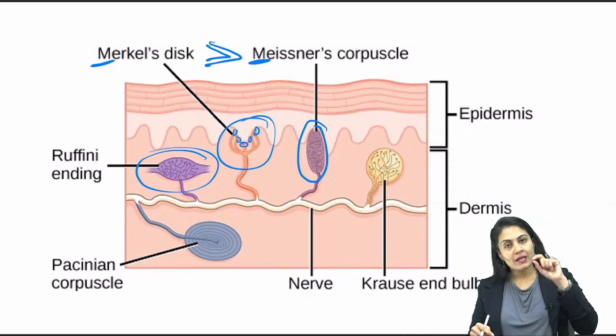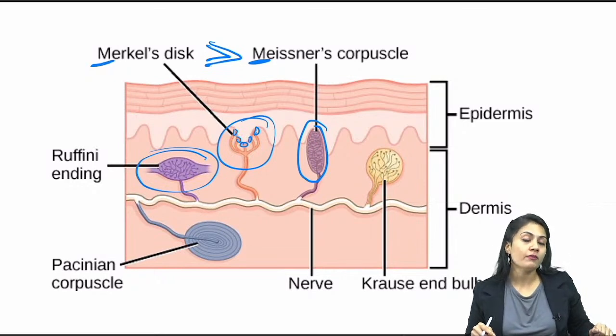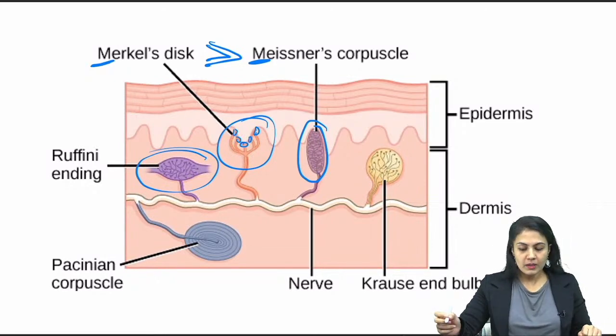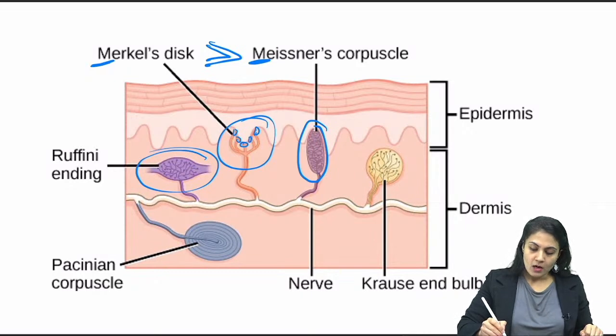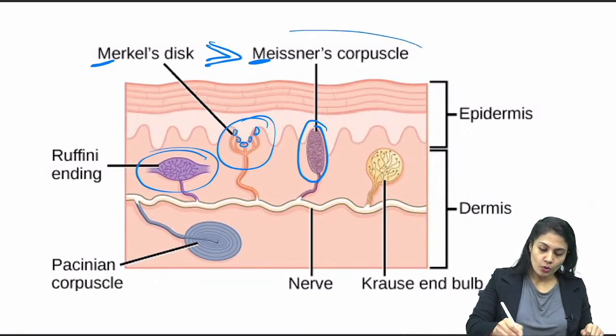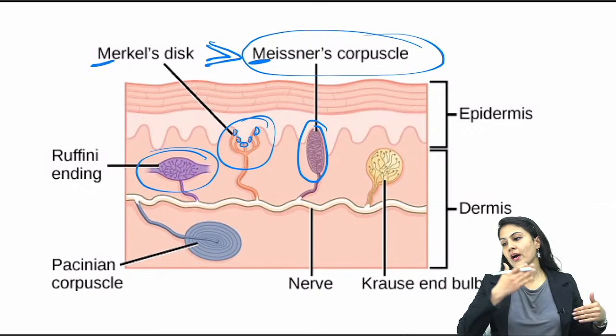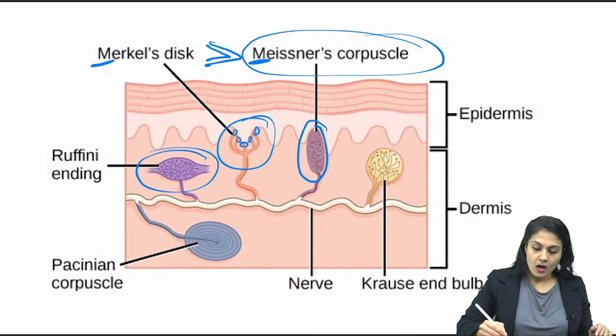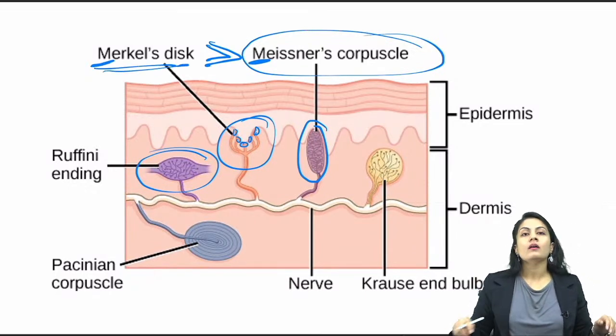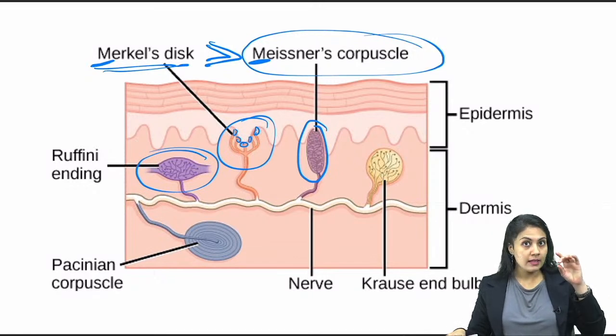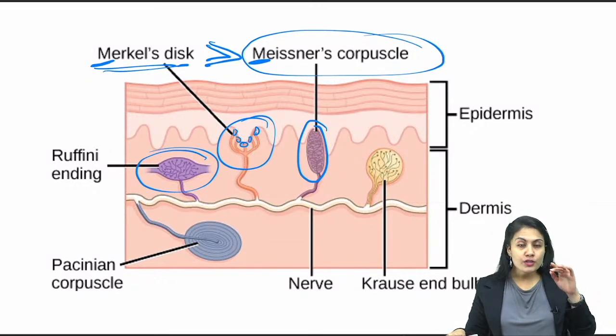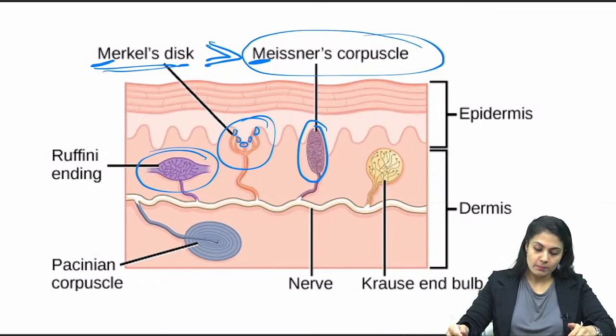So the 2-point discrimination will be better. Receptive field is smaller as compared to the Meissner's corpuscles. If they ask about density, it is the Meissner's corpuscles that have more density. Merkel's discs are also better in 2-point discrimination because they can detect edges, right? So that's why edges, pointy things. That's why it is better.